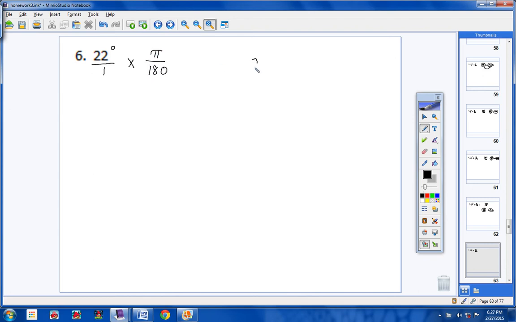And here we go. 22 times pi is 22 pi. 1 times 180 is 180. Now let's reduce the fraction. 22 divided by 180, and you get 11 over 90, okay? So here is 22 degrees written as radians in terms of pi.